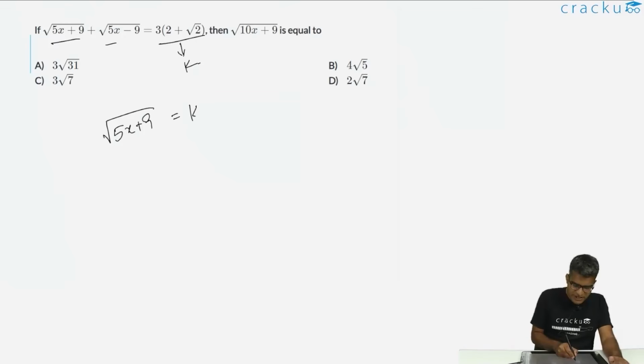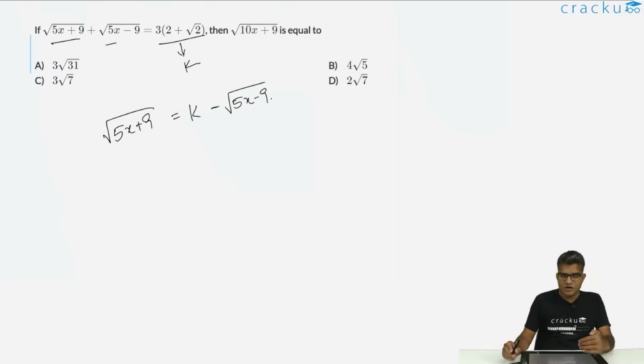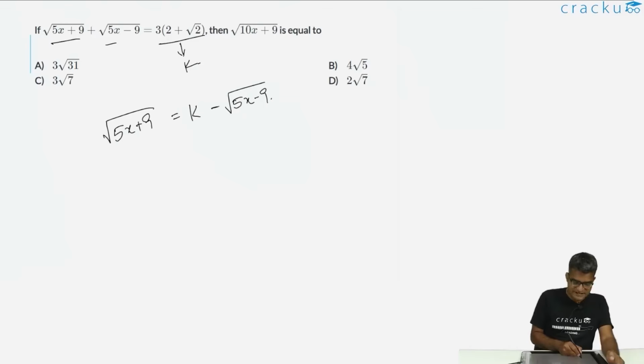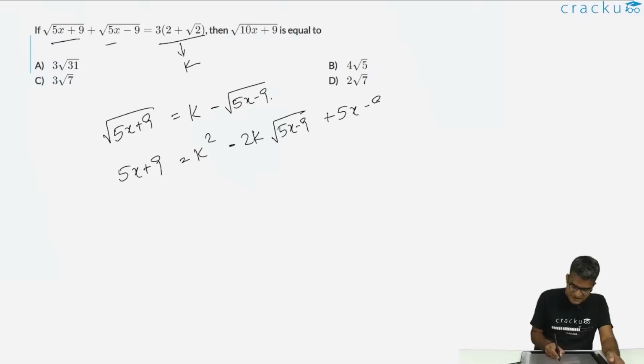So this is equal to k minus square root of 5x minus 9. Because now if you square both the left hand side and right hand side, we will get 5x plus 9 is equal to k square minus 2k into square root of 5x minus 9 plus 5x minus 9. Now the difference to earlier is 5x gets cancelled. So we are going to get 2k into square root of 5x minus 9 is equal to k square minus 18.